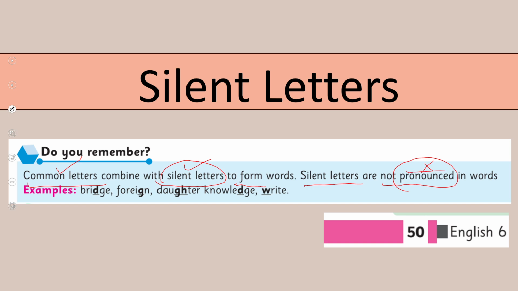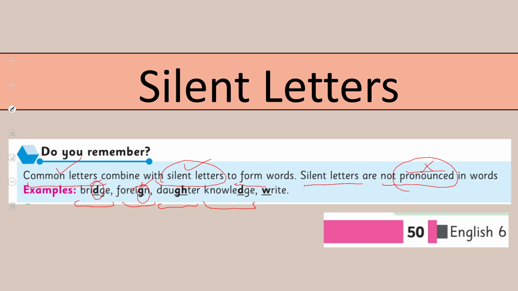For example, the word bridge, foreign, daughter, knowledge, right. You can see that I've highlighted, I've bolded and underlined the silent letters. Can you see them? Yes. Bridge. The D is a silent letter. When we are saying the word bridge, there is no sound of D. Bridge. Foreign. We do not say the letter G.